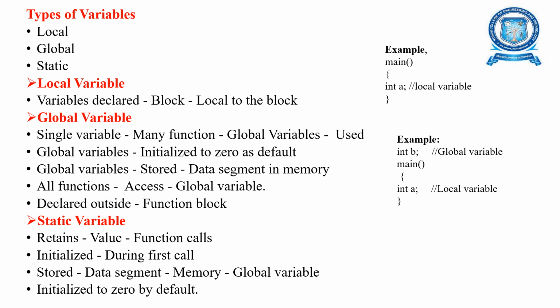Static variables retain their value across function calls and are initialized during the first call itself. They are stored in the data segment memory location like global variables. They are initialized to 0 by default. So the example is given.